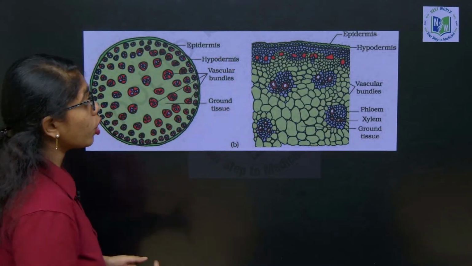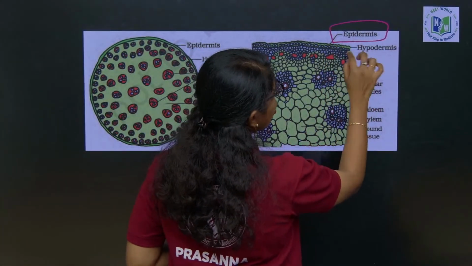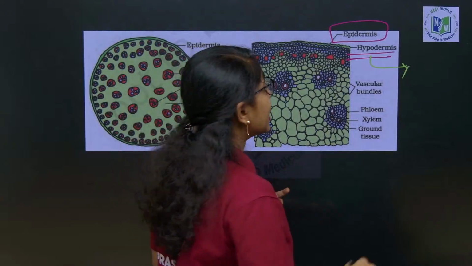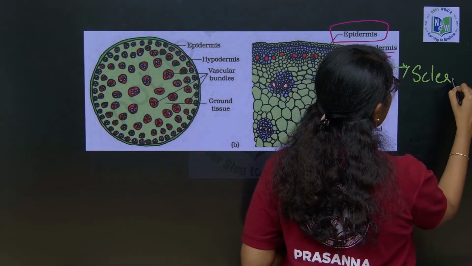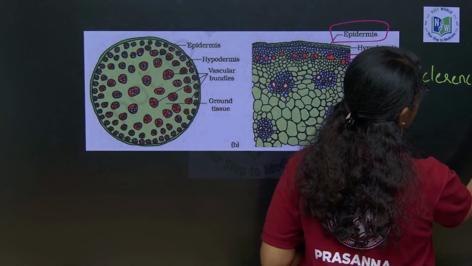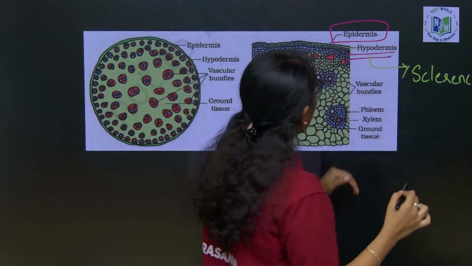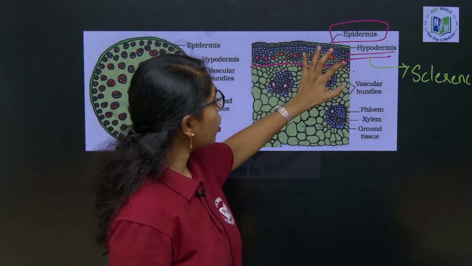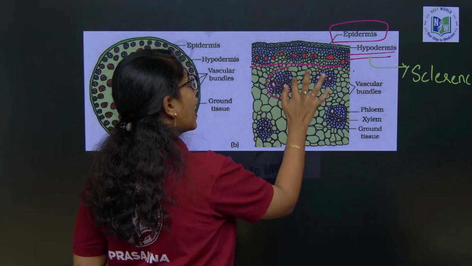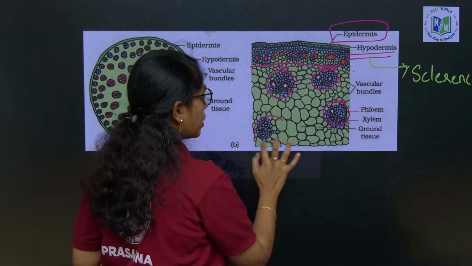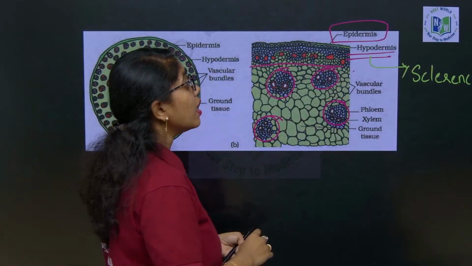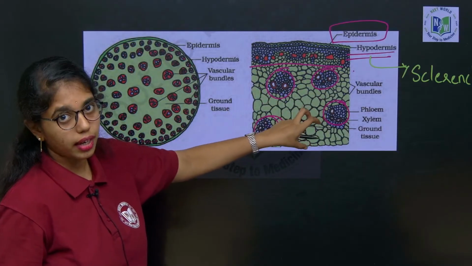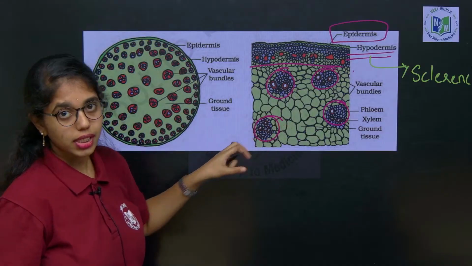Clear? Next, when it comes to the monocot stem, you can observe epidermis followed by hypodermis. Hypodermis is made up of what cells? Sclerenchymatous hypodermis. Then completely it is filled with general cortex only. Sclerenchymatous hypodermis followed by general cortex, and the vascular bundles present in this general cortex are of schizolysigenous origin. As vascular bundles are scattered in the cortical region, it is schizolysigenous in origin.